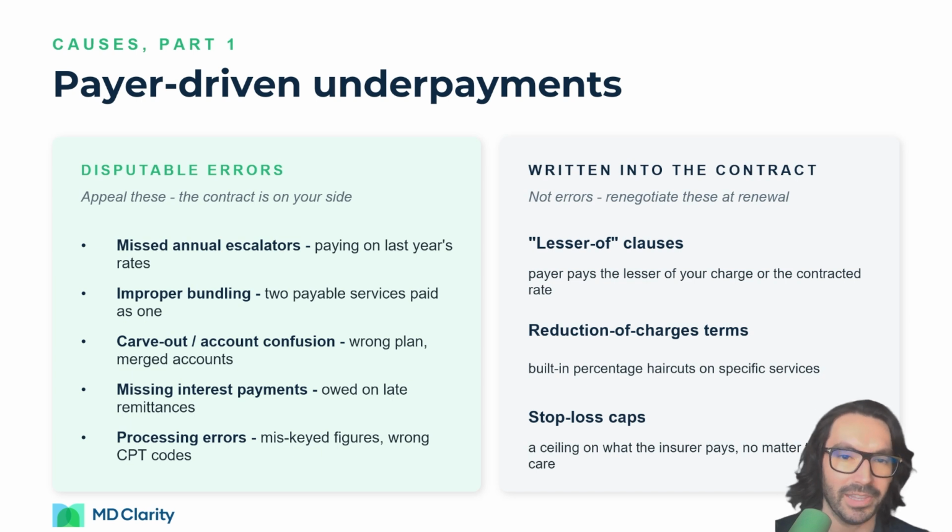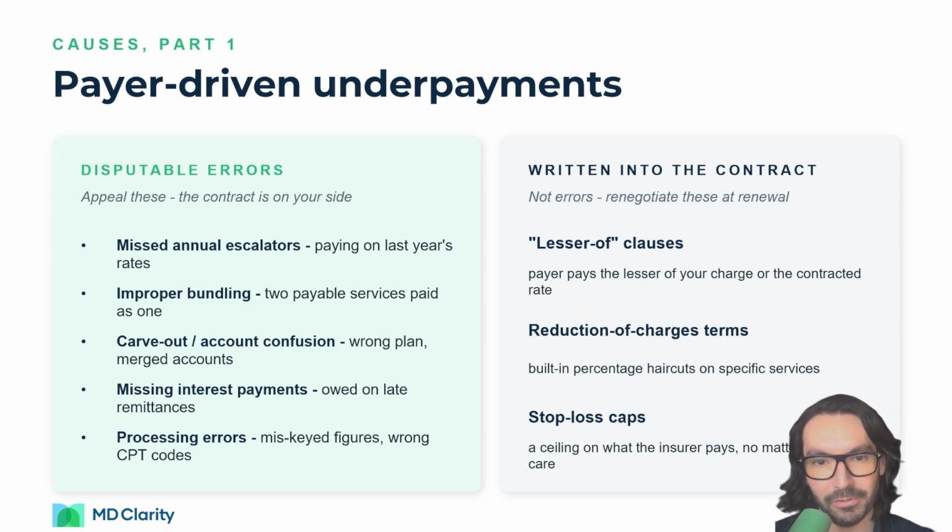Now let's classify the causes themselves. They fall into 2 broad buckets: payer-driven and revenue cycle-driven. Payer side first. Some payer errors are disputable mistakes in how the contract was applied. Let me give you the most common ones. Annual escalators. Your contract stipulates, say, a 3% annual rate increase. The payer keeps paying at last year's rate, underpayment.